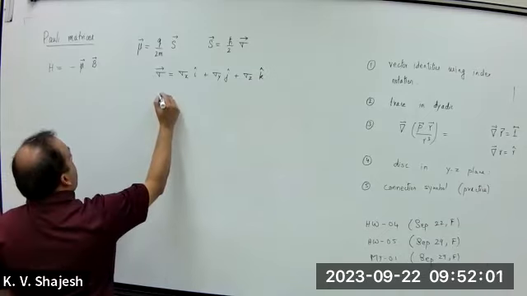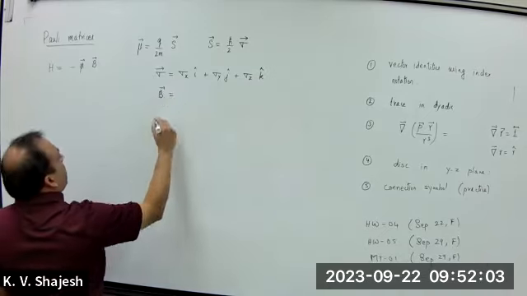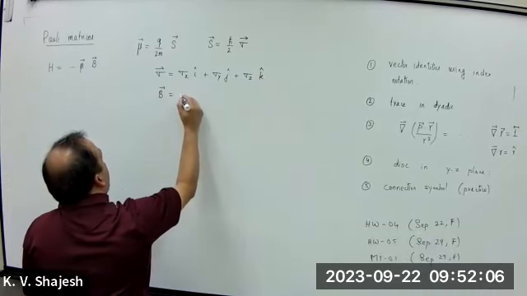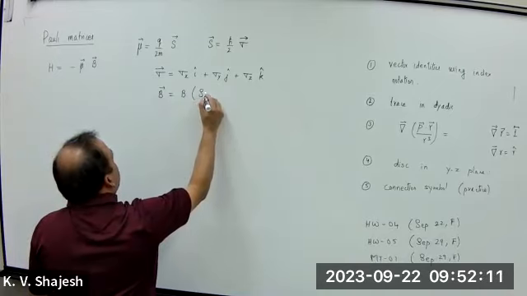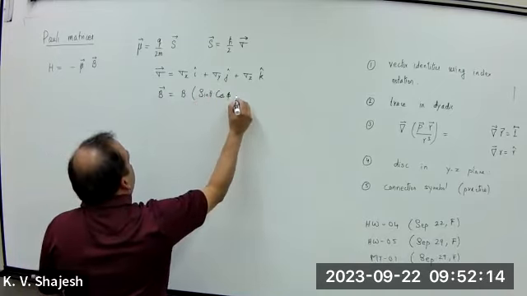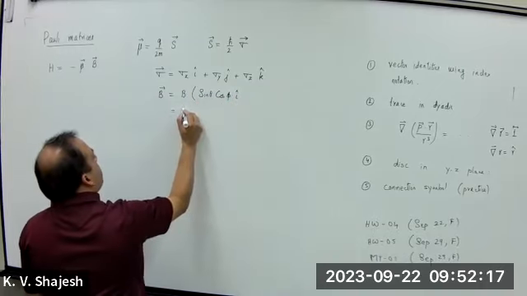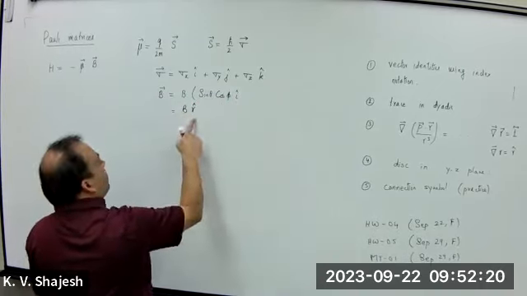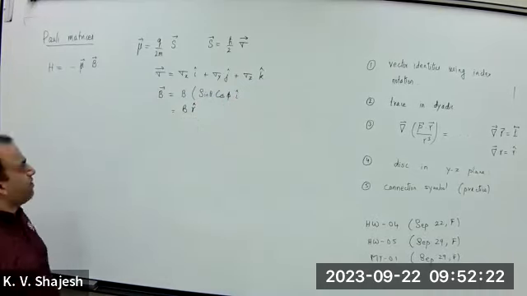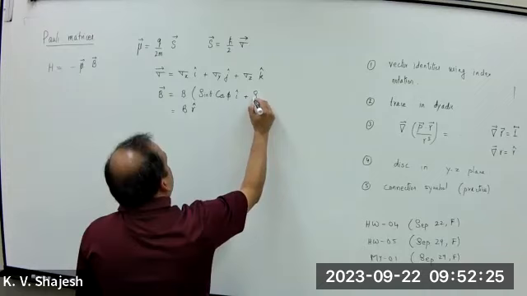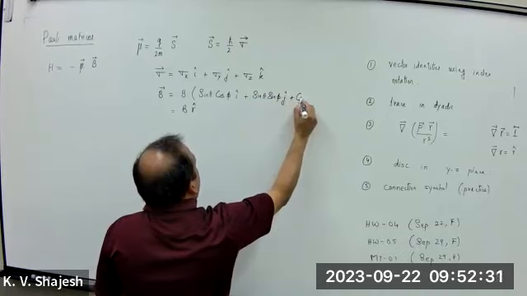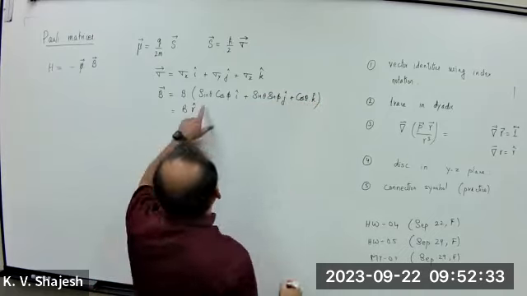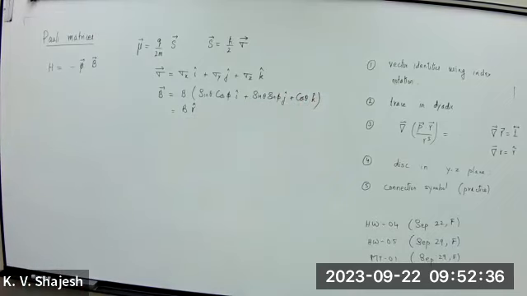If I were to say the magnetic field is similarly equal to a constant times a direction, so let's say this is sine theta cosine phi in the i hat direction, so this is basically B r hat, some arbitrary direction in space, plus sine theta sine phi in the j hat direction plus cosine theta in the k hat. That's, in spherical coordinates, the unit vector.